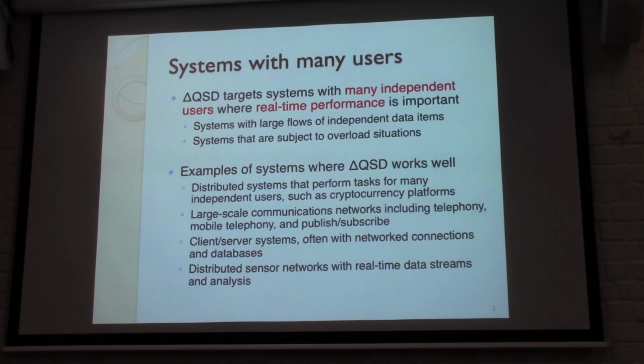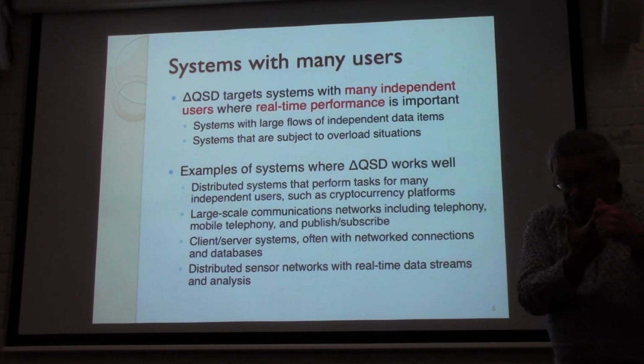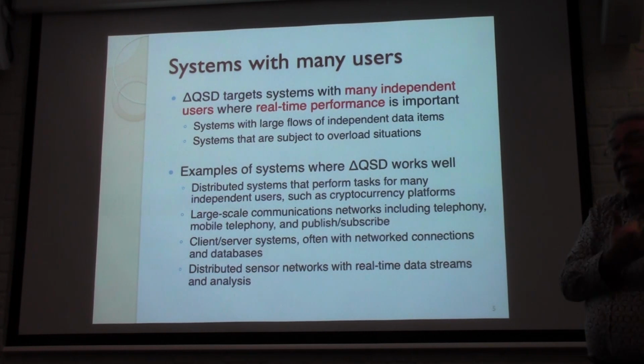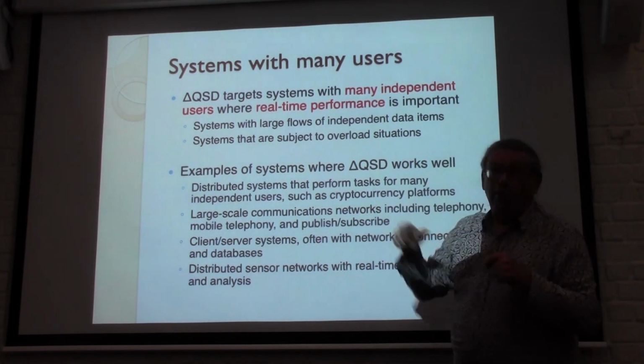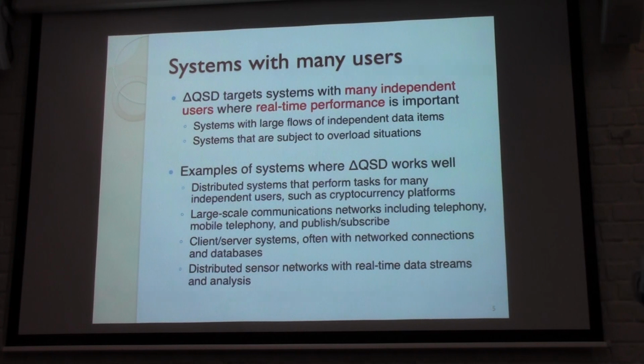Okay, so that's kind of what we're interested in. Many users and real-time performance under overload. So you can see this is an interesting case.